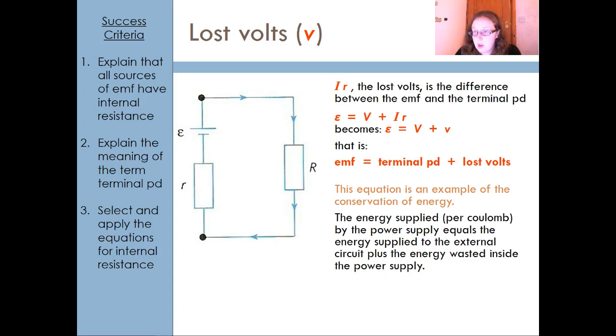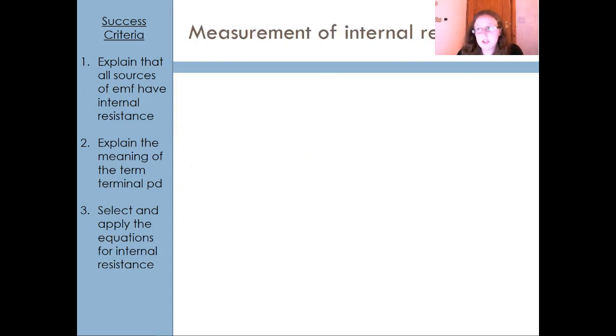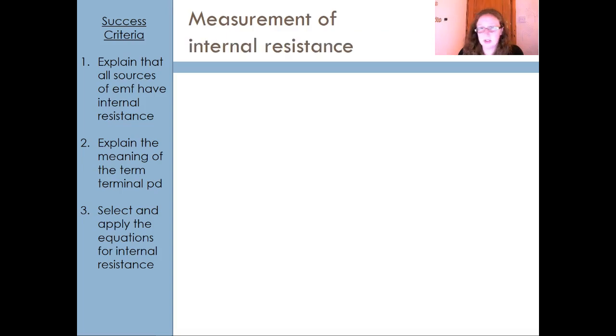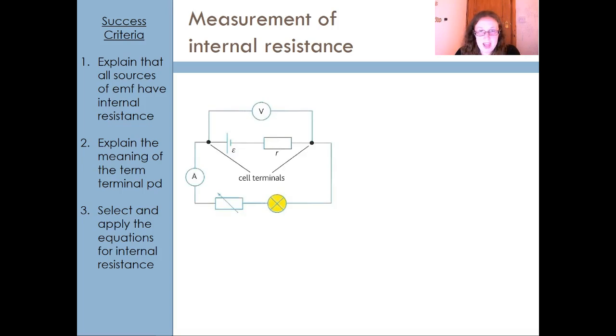Okay? Right then, so we need to know how to measure internal resistance. It is a practical, it's one of the key practicals. We are going to do it a couple of times, and you also need to be able to talk about how to do it. So basically, you set up a circuit that looks a bit like this. So I've got, this is my power supply. I'm going to put my voltmeter across the terminals of my power supply. I'll then have a current.